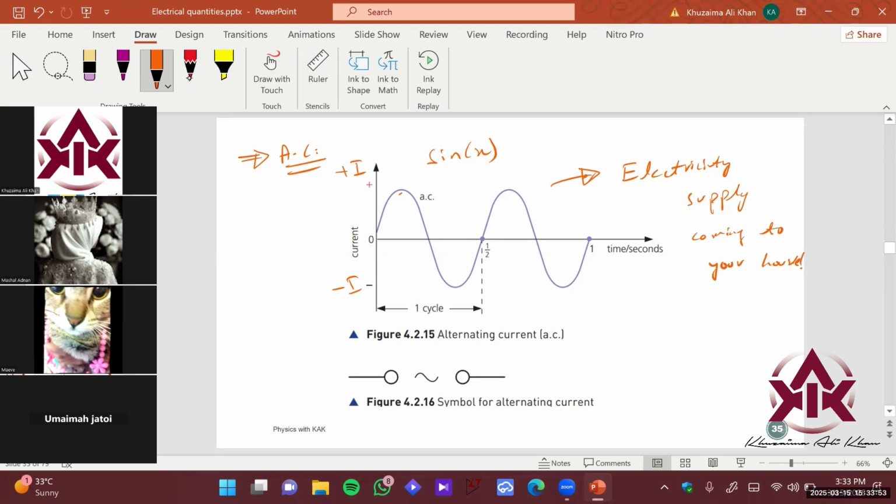Okay. So this is the symbol. If you want to make a circuit, this would be the circuit symbol over here. This is the AC supply and this would be a resistor. So this is the AC symbol which you should learn. So this is a resistor here. Okay, let's see its history in a while.